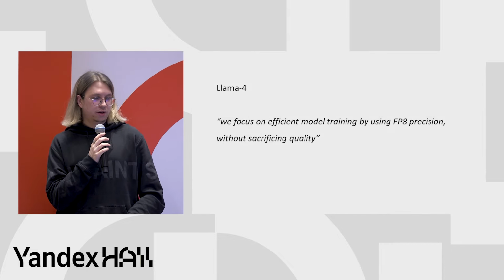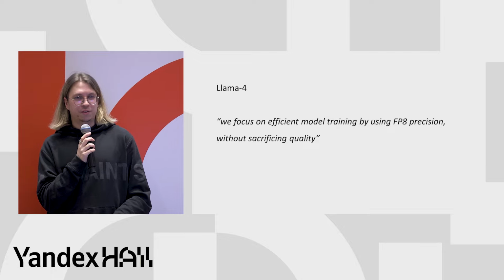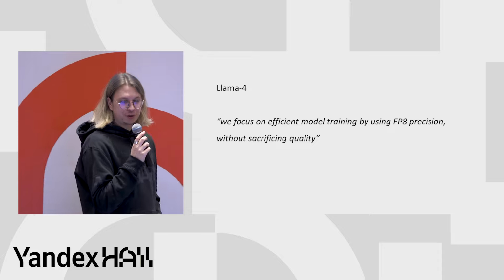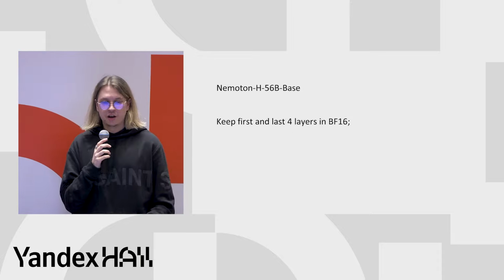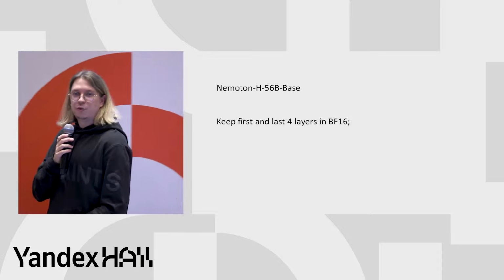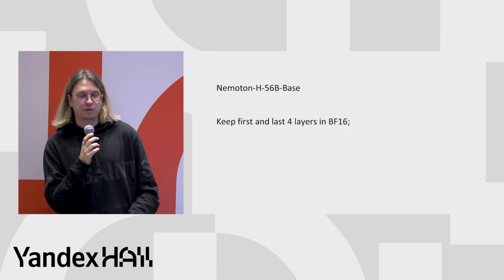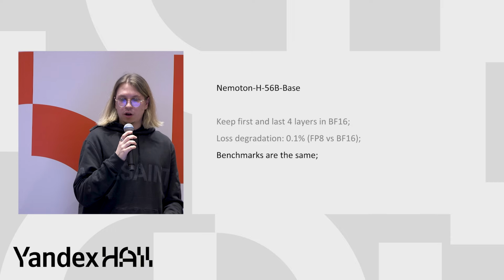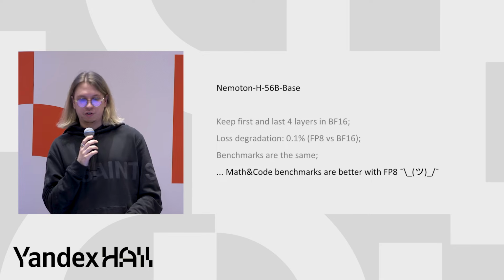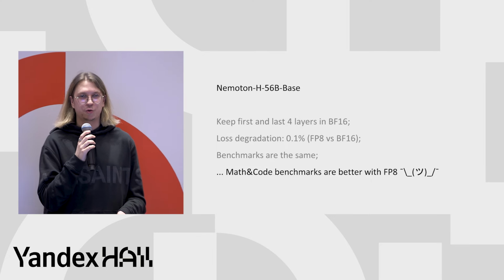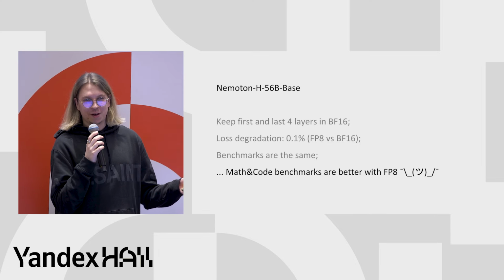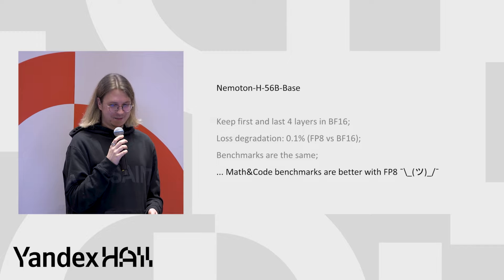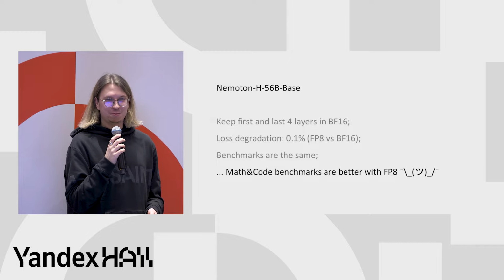And yeah, there are a lot of models that have been released with this training paradigm, such as Llama 4, where they say that they use it for efficiency but do not share anything else. Nemotron, a model by NVIDIA, is a hybrid model with Mamba layers, and they witnessed some loss degradations, but the benchmarks were the same, and the benchmarks on math and code actually were better, which is a bit unexpected, but several papers report this. So yeah, sometimes wonderful things can happen.